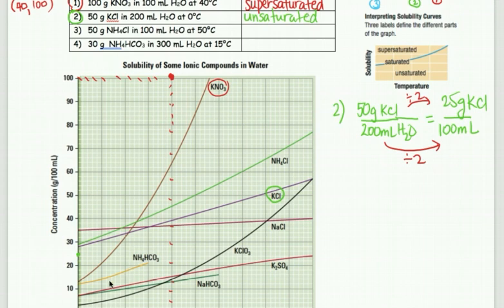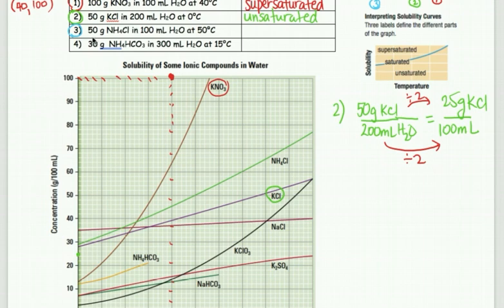Okay, because it's found below the curve, and below is unsaturated. All right, move on to the next one, number 5. Just watch out for that. If it's not the same units, it has to be per 100 grams or 100 mils of water.